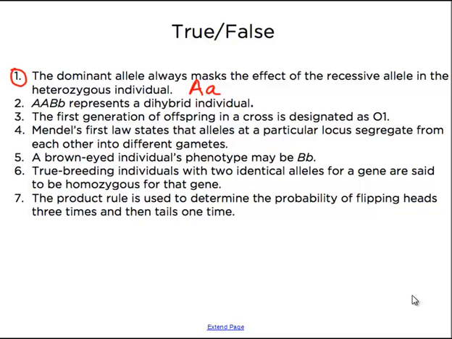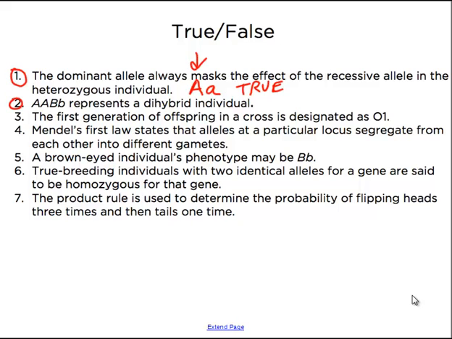If you have an individual that's big A, little a, and you have dominance, masking the effect is one way of saying that basically the organism is going to phenotypically look like whatever big A is. And that is true, right? Remember what the definition of dominance is. As long as one of the dominant alleles is there, that's what you're going to see phenotypically. So that's true. Simple as that.